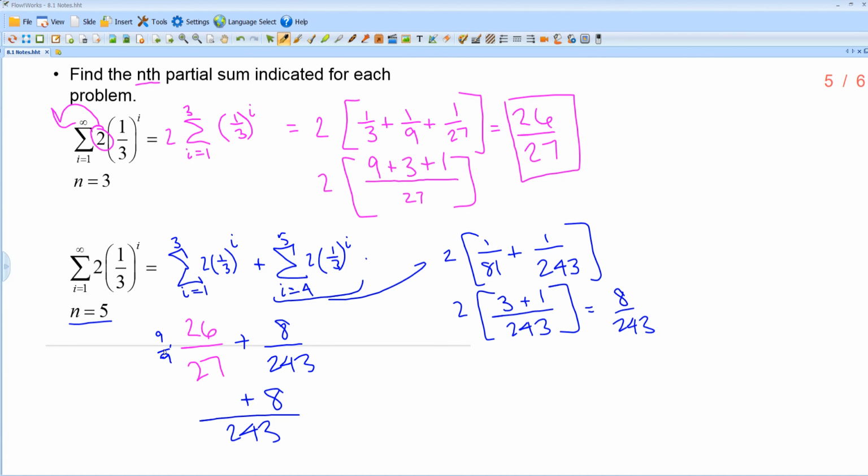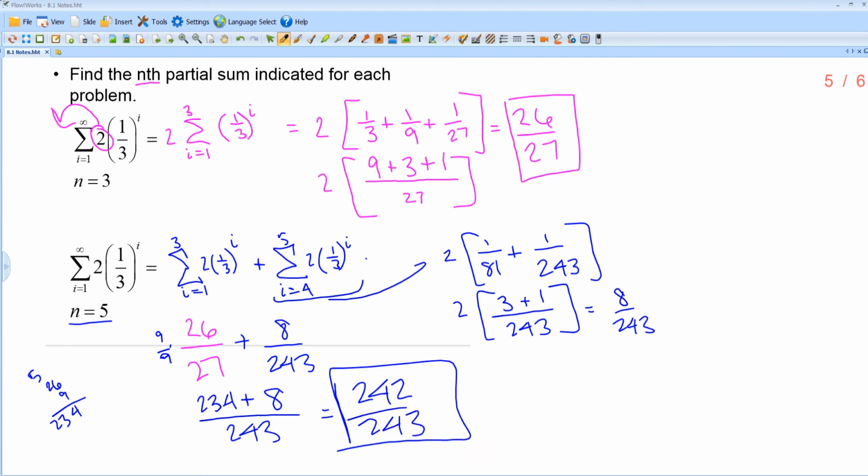9 times 26, just some quick math, is 234. So we get 242/243. We'll show some other ways of doing that. Generally, I'd probably just list out all 5 of them, like 1/3, 1/9, 1/27, 1/81, 1/243, and then get a common denominator between all of them. But I wanted to show you how we can split that partial sum.